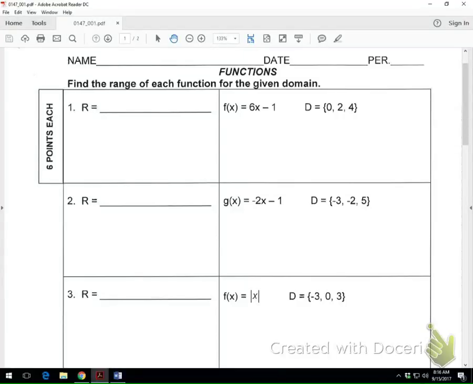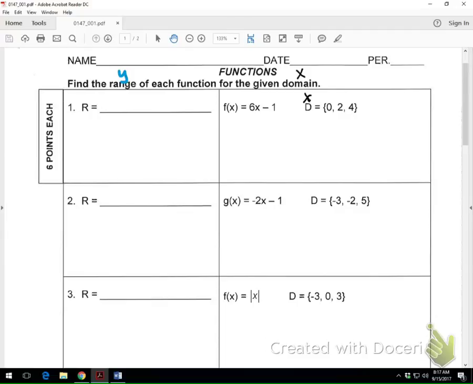Okay, so in this paper, a little bit of domain, range, and function notation from yesterday. It says find the range. So what does that mean? What does range deal with? Y. Okay. Of each function for the given domain. Well, what does domain deal with? X. So they're giving you an X, multiple numbers. So you just plug it in and solve.